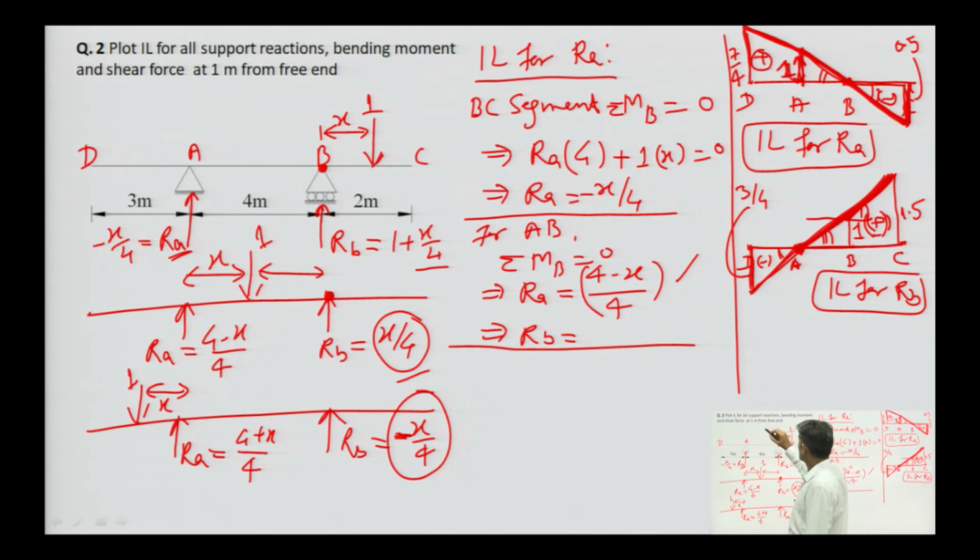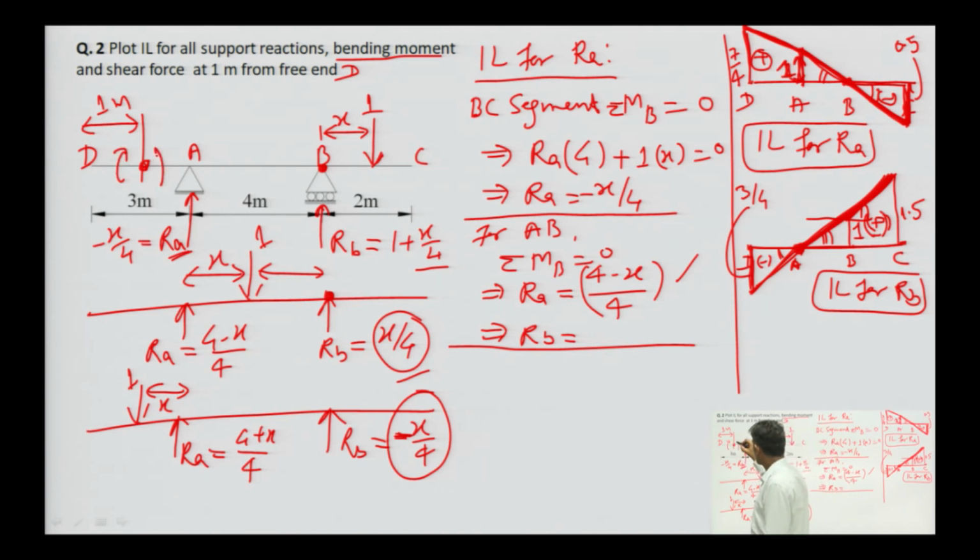Okay. Next, we need to plot the bending moment and shear force at 1 meter from the free end, suppose free end D. Okay, I am taking this one, suppose 1 meter distance. At this point we need to plot shear force and bending moment also. So, the same procedure will be followed, means putting the unit load in 3 segments. Reaction has been calculated and that calculation will be used to find the bending moment.